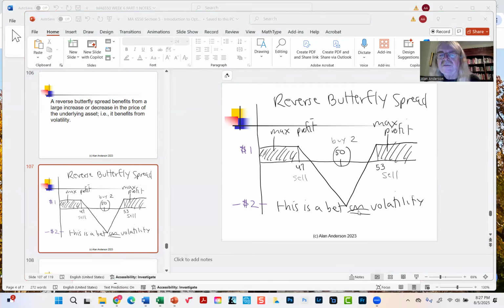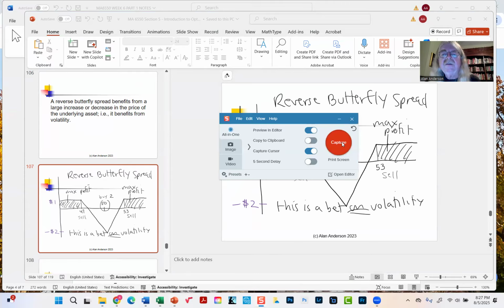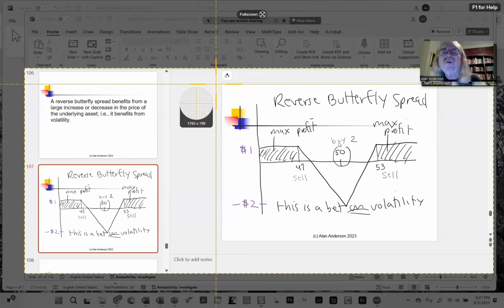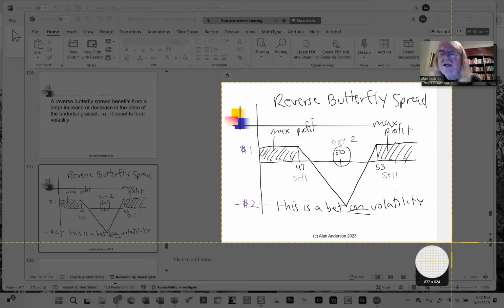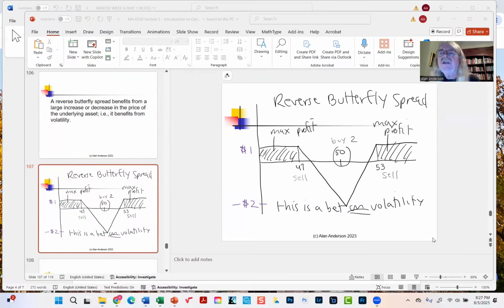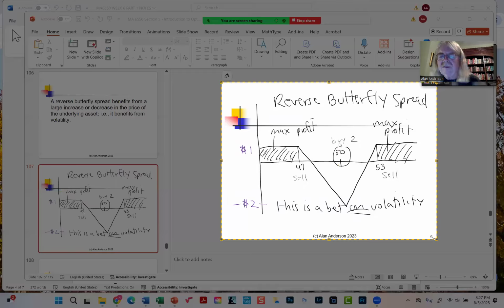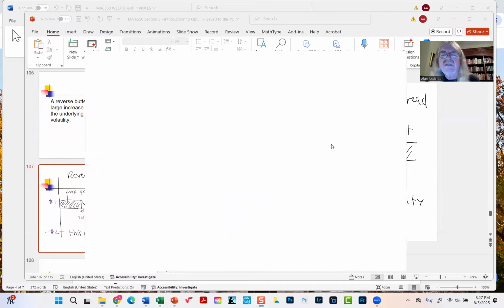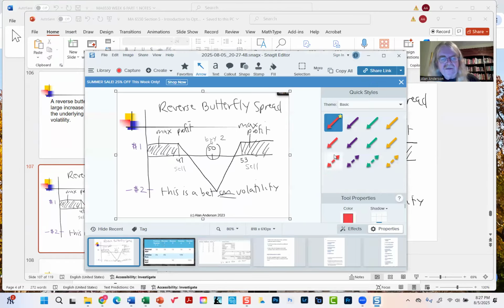Oh, it does say that at the bottom. A bet on volatility, which means we're pretty convinced that the price of the stock will either move up a great deal or down. We don't care which one it is, as long as one of those happens. If it stays in the middle, then we'll lose money. Actually, let me copy this into the slides real fast. I mean, not the slides, the notes.